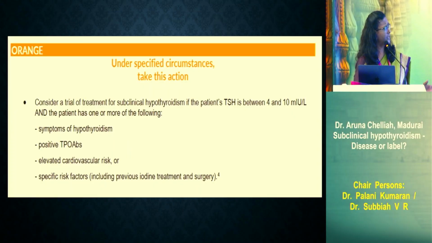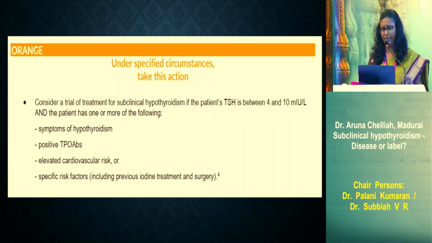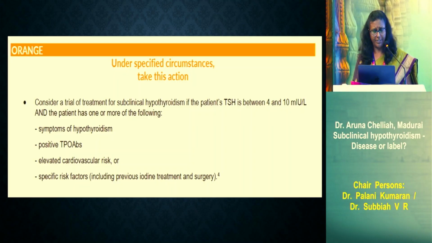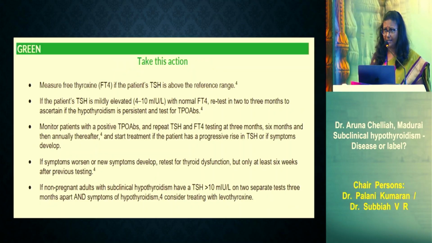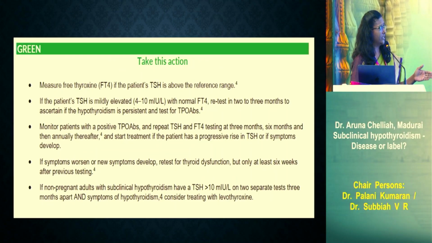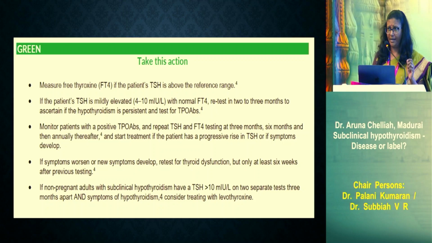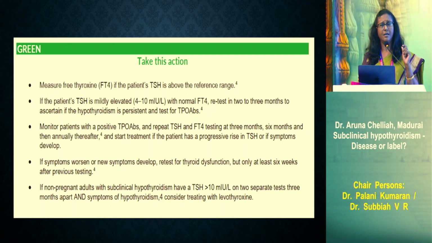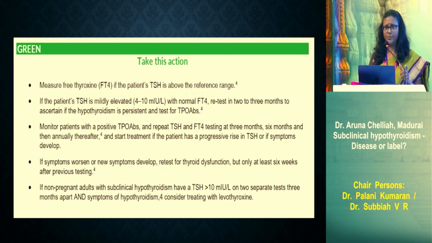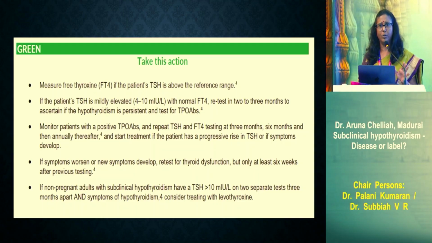Already I went through this. Hypothyroidism, positive antibodies, cardiovascular risk factors, specific risk factors, iron treatment, or pre-surgery. Those are the other areas to take action. Definitely, these are the ones that I would recommend trying. At the end, the patient does have the right to even ask. In that case, if you are unable to convince, use the lowest dose for the shortest period, 6 weeks or not more than 3 months, and please withdraw the thyroid hormone.